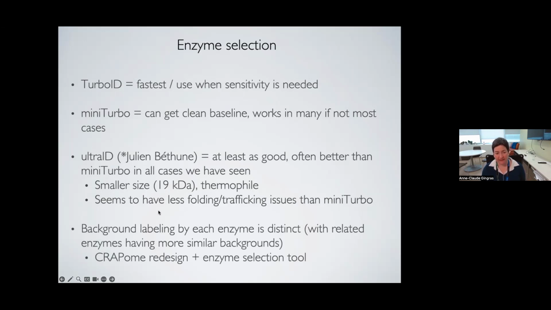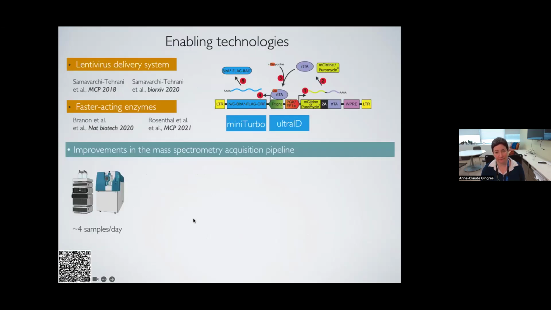The only point that I want to make is the background labeling by each enzyme is quite distinct, and related enzymes have the same background. So we will have to take that into consideration when scoring against SAINT. So we cannot use a Mini Turbo data set to score Ultra ID data. We need to have proper matching controls, and we will be redesigning some of our own tools, including a contaminant repository for affinity purification, and coming up with maybe an enzyme selection tool to really account for this background.